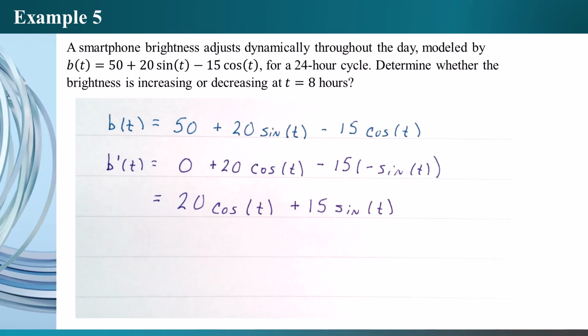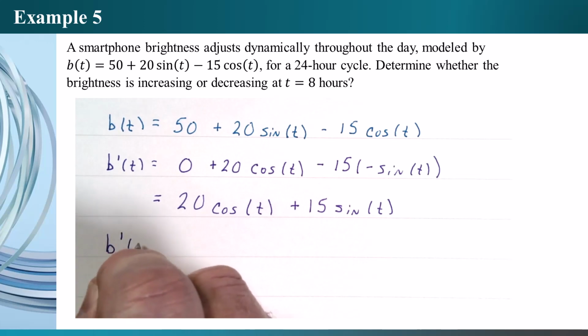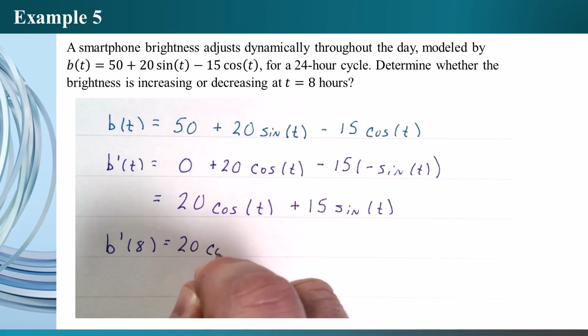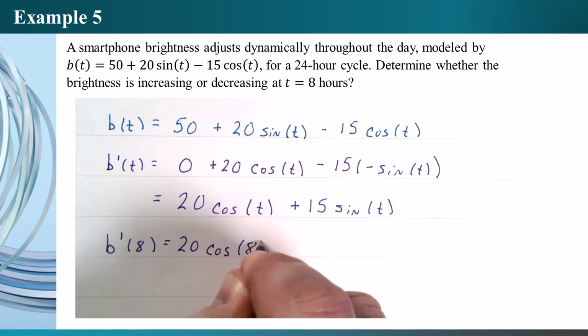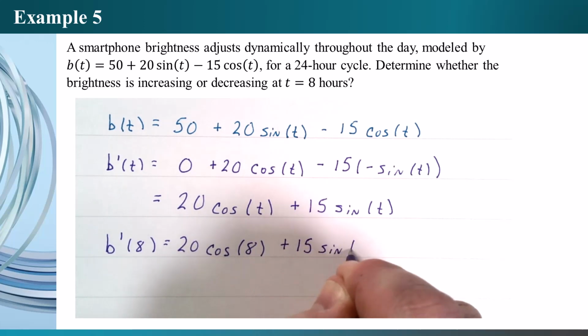And we want to determine whether the brightness is increasing or decreasing at t equals 8. So we need to plug 8 into this derivative. So we have b prime of 8 equals 20 times cosine of 8 plus 15 times sine of 8.